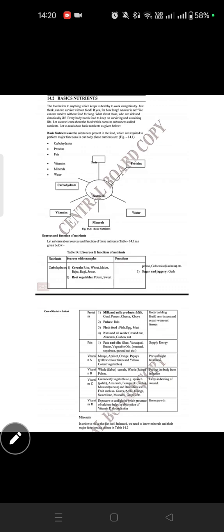Then we have vitamin A: mangoes, oranges, papaya and all we can take. Then vitamin B means whole cereals, which is a protection from infection. Then vitamin C is for healing the wound, so we can take more green vegetables and all. Vitamin D needs more exposure to the sunlight, otherwise we can take eggs.